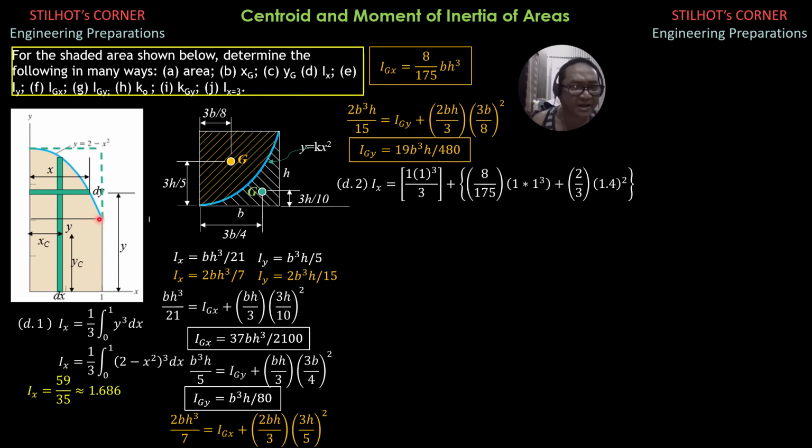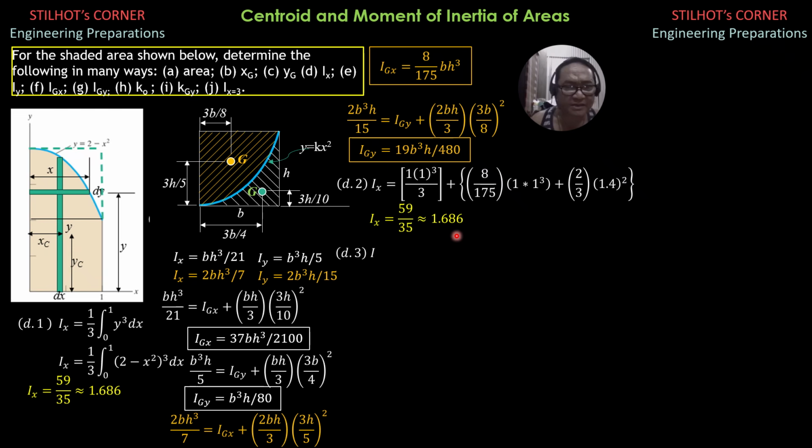Then plus the area of the parabola, which is 2/3 times 1 times 1, so 2/3. The centroid, remember, is 3/5 from the vertex. This is the vertex, this is the orientation. So this is 3/5 of 1, which is 0.6. The distance of the centroid of this parabola from the x-axis is 2 units minus 3/5 of 1, or 2 minus 0.6, 1.4. Then quantity squared. Remember the transfer formula. Using your calculator, Ix is equal to 59 over 35, or approximately 1.686.